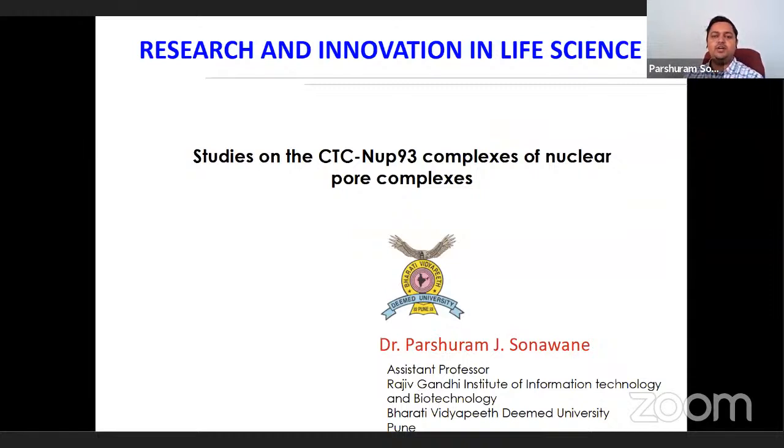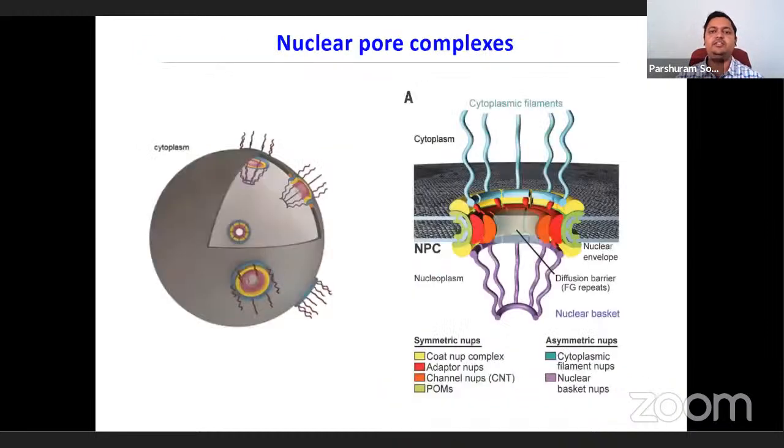So in NCCS, we work on nuclear pore complexes, studies on the central transport channel and Nup93 complexes. I will come to these definitions in detail in upcoming slides. To start with, I will start with an introduction to nuclear pore complexes. I think most of you know what nuclear pore complexes are.